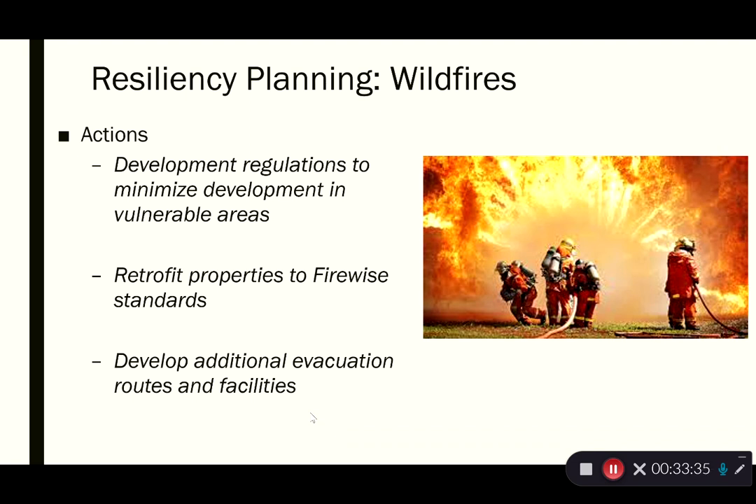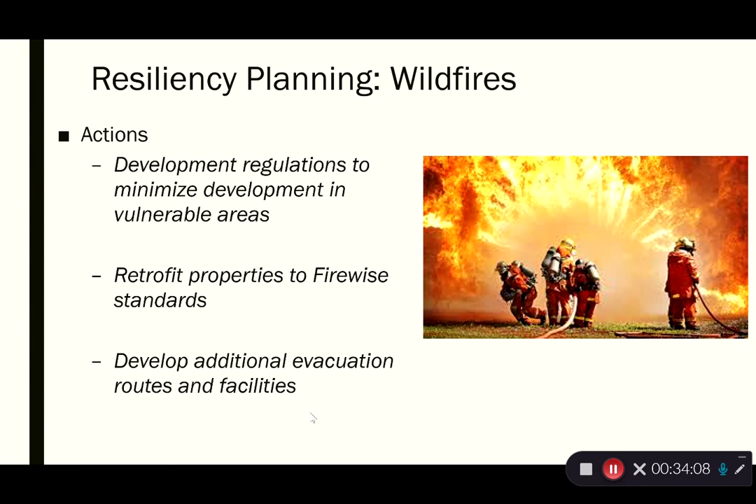And when we talk about resilience planning in terms of wildfires, you want to look at your development regulations. So minimize development in areas that are vulnerable to fires, and put in place FireWise regulations to make sure that homes being built in the wildland interface are designed to be less vulnerable to fires. It really can make an enormous difference in preserving property, and it saves your resources from trying to go out and save every home.